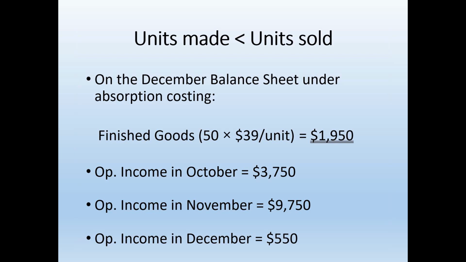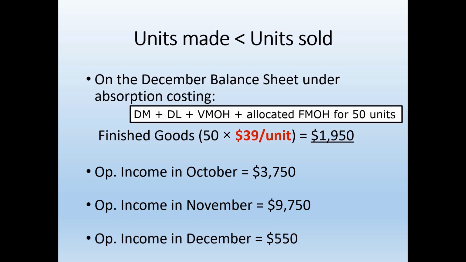On the December balance sheet under absorption costing, our finished goods inventory is the 50 units that we still haven't sold times $39 per unit. That $39 includes the direct materials, direct labor, and variable overhead that are in those units, plus the allocated fixed manufacturing overhead for the 50 units.